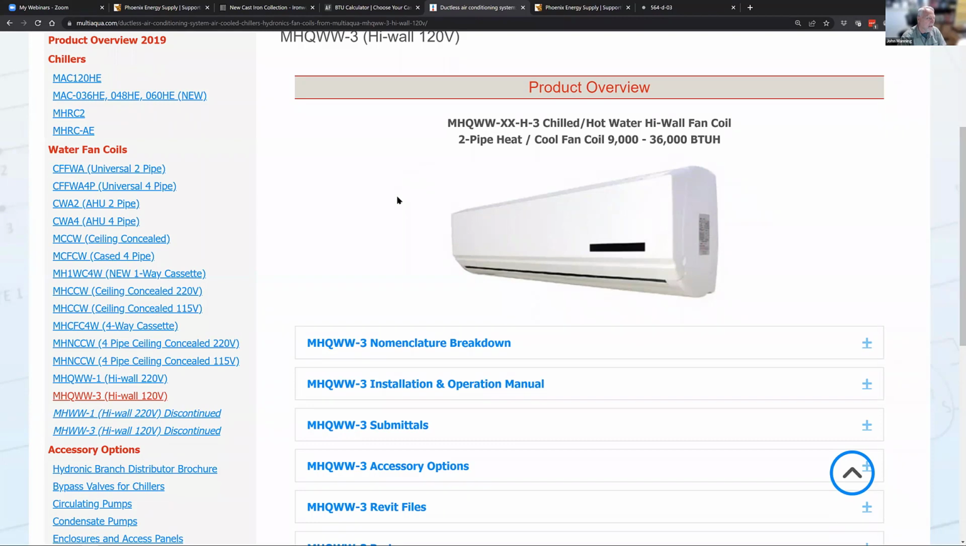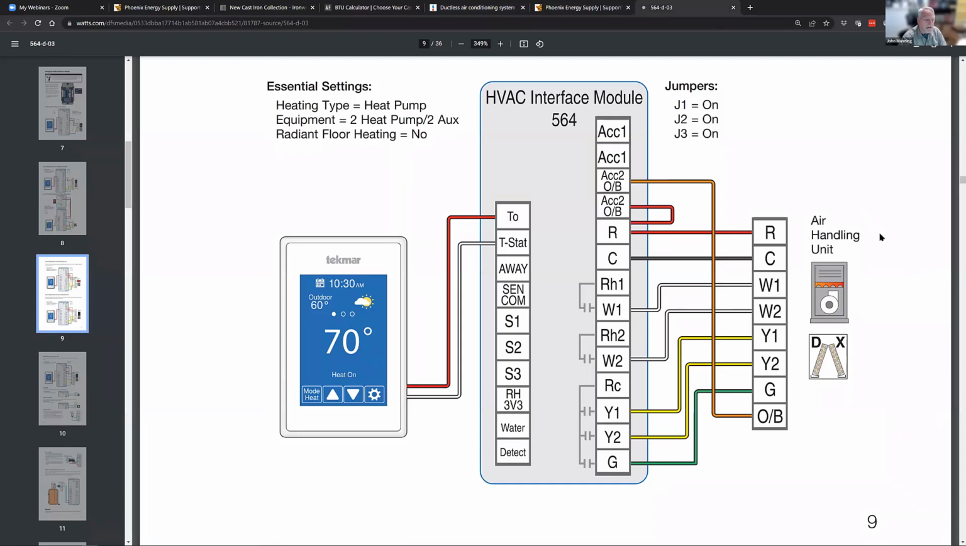And there's some interesting thermostats on the market. Let me find one here. The Tecmar 564, I think, is an ideal thermostat because it allows for RH1 and RH2 inputs. So in other words, I can have different 24 volt power supplies feeding first stage heat and a different one feeding second stage heat. And that allows us to control a zone valve for radiant on first stage and a different zone valve for a fan coil on second stage. It's also great in a retrofit because you only need two wires going to the thermostat itself. Two wires come back to this HVAC interface module that's located in the mechanical room.